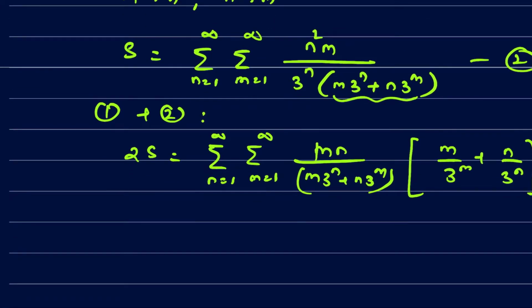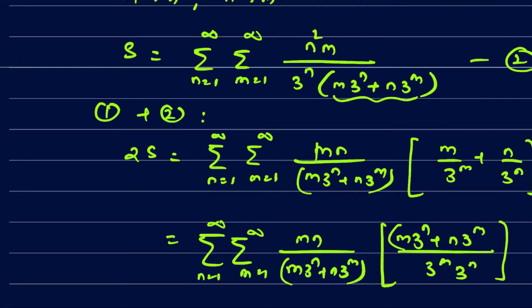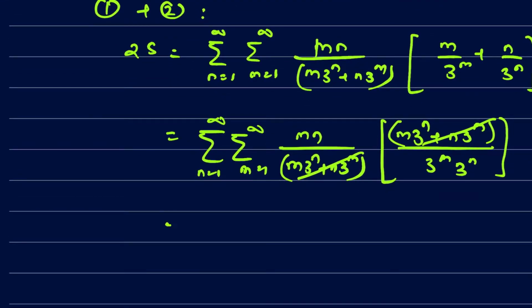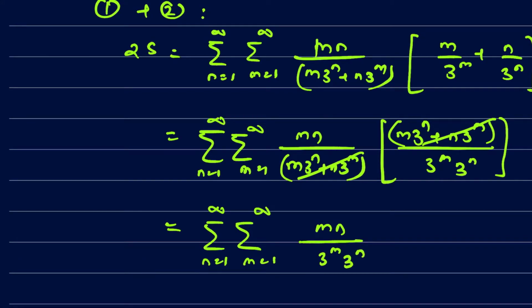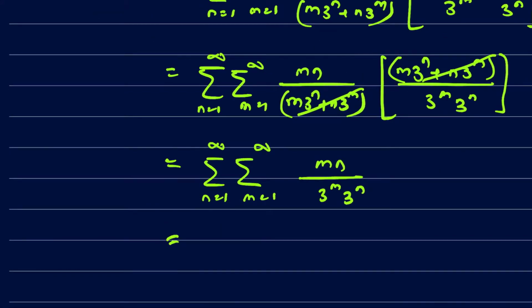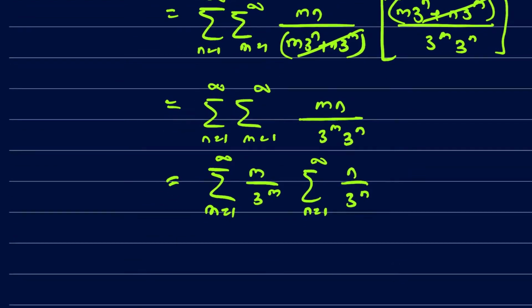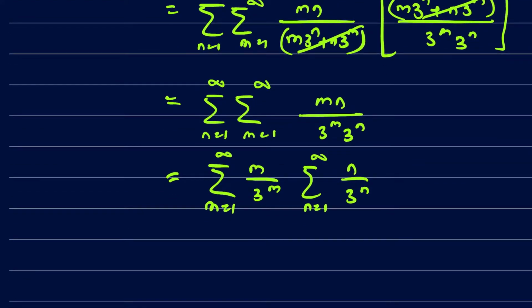If I take LCM, then we'll get something like this. These both terms will get cancelled and we'll be left with this part. Now we have a simplified expression. Finding out the value will be easy. Now we notice here that m and n are independent of each other, so therefore we can split this into two summations, both of which values will remain the same, because whether you take m or n, the limits are exactly the same.